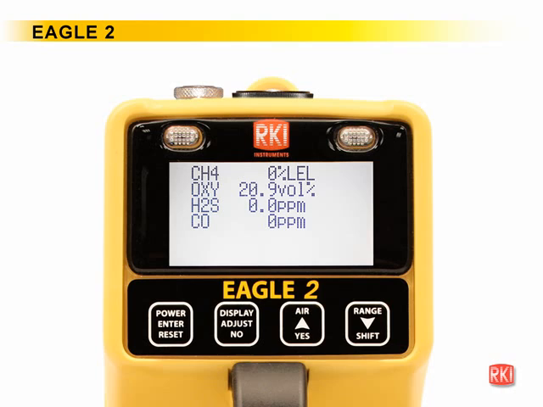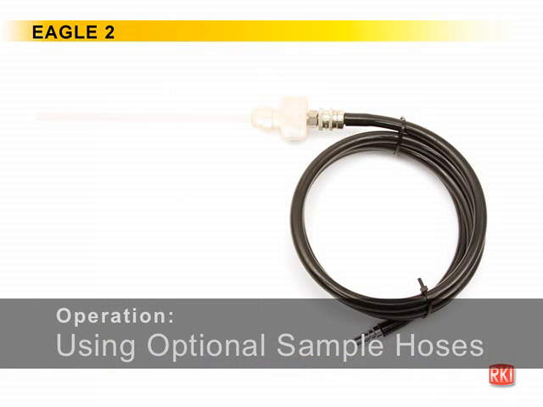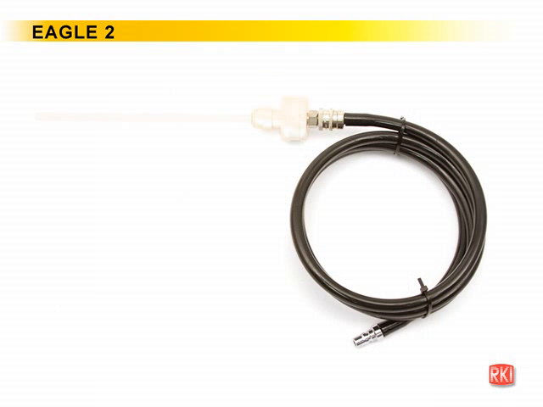Please note, response time increases with the length of the sample hose. Long sample hoses will require more time to show a response at the Eagle 2. The maximum sample hose length recommended for the Eagle 2 is 125 feet. The standard sample hose for the Eagle 2 is 5 feet long. Optional hoses are available up to 125 feet.